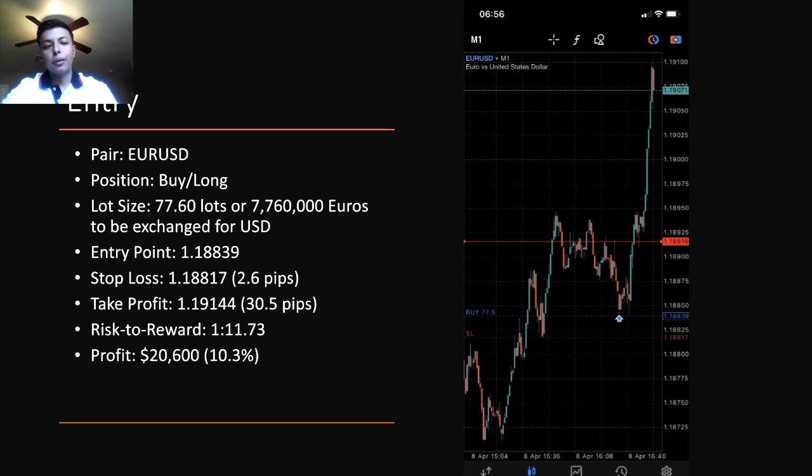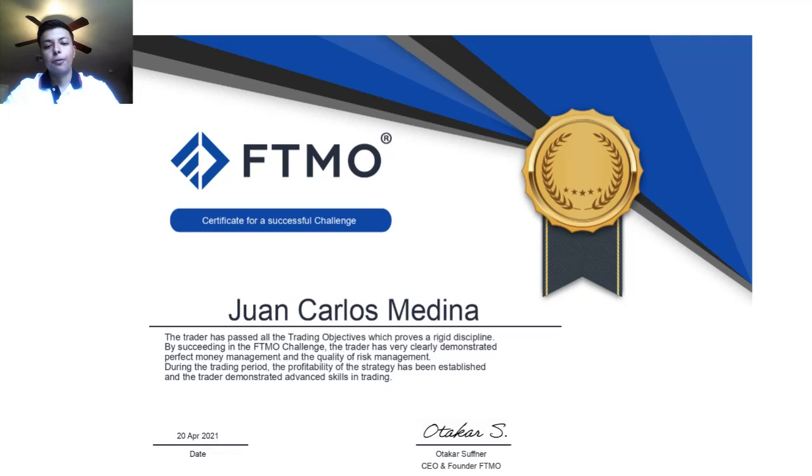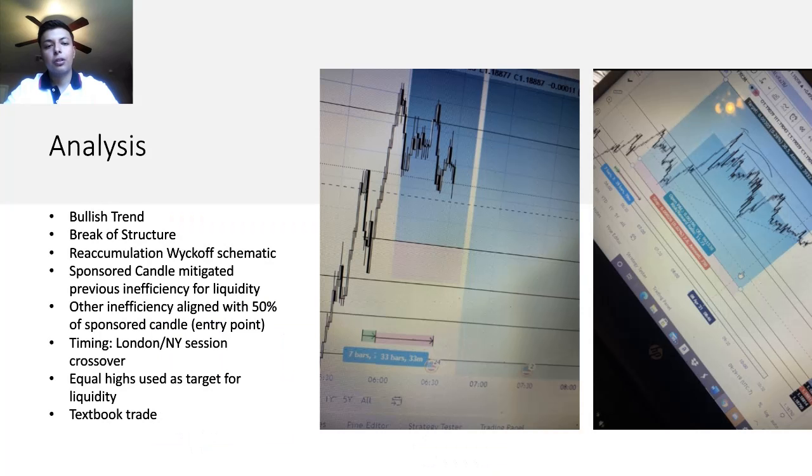The risk to reward basically means that I could have lost 11 trades and I would have still been profitable because my risk to reward was 11.73, which is pretty mind blowing. That's the certificate that they provided me with, and no, it's not Photoshop. They actually provided me with this on April 20th of 2021, and that was for the first part of the challenge.